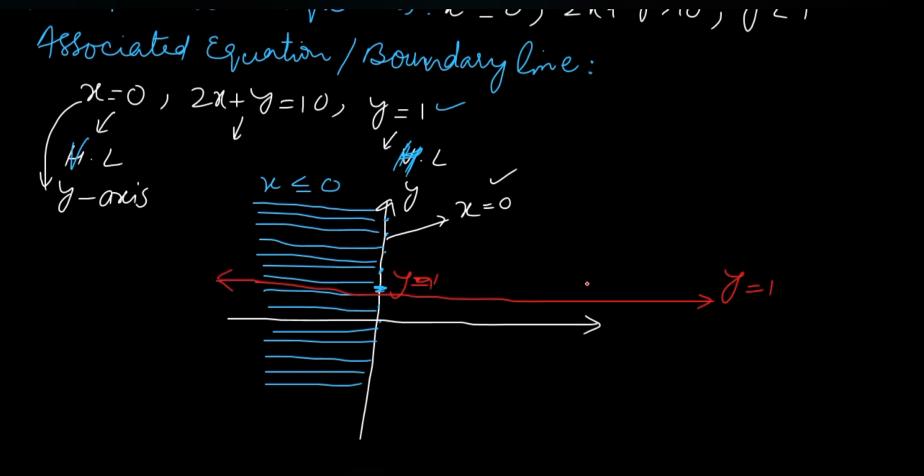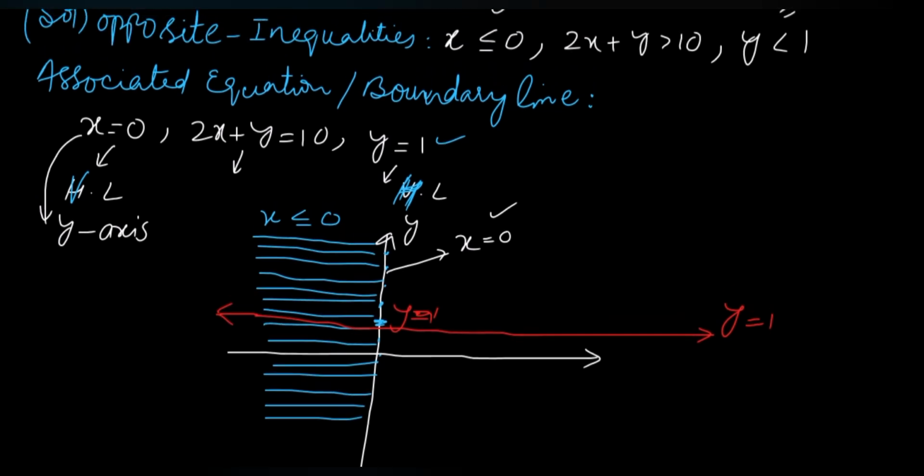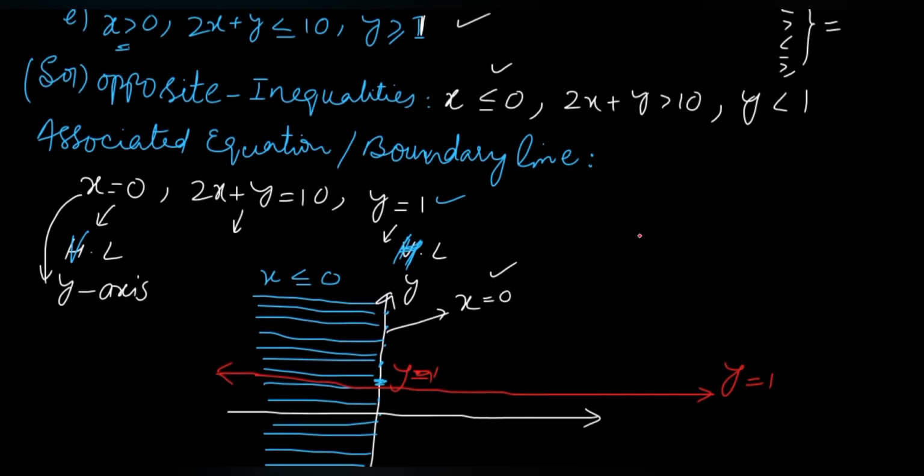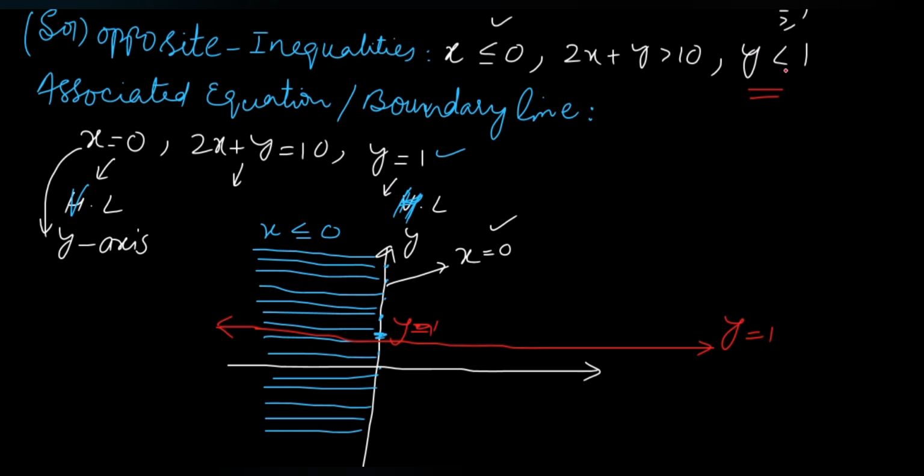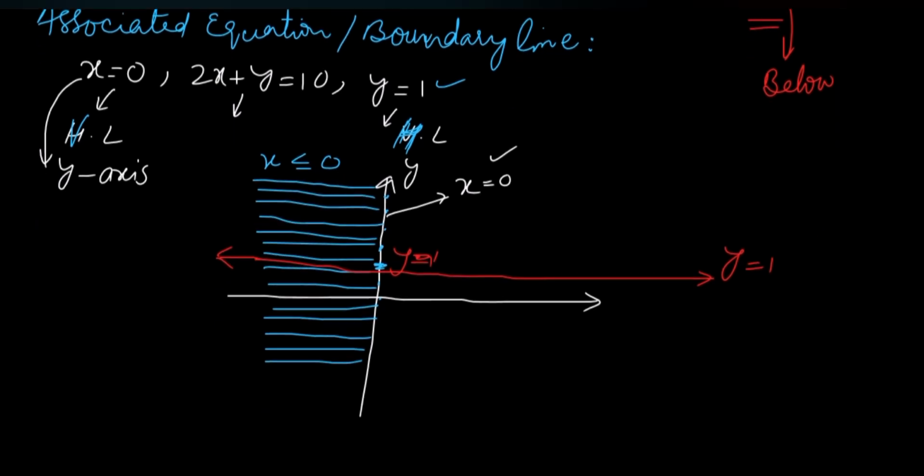The next one, the opposite inequality for y is equal to 1 that we have made: y less than 1. Y less than 1 means we will shade the graph below the line. Less than sign represents below the line. Greater than sign represents above the line. So y less than 1 means you will shade the graph below this line, like this.